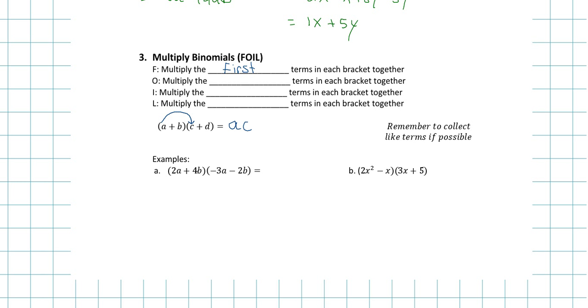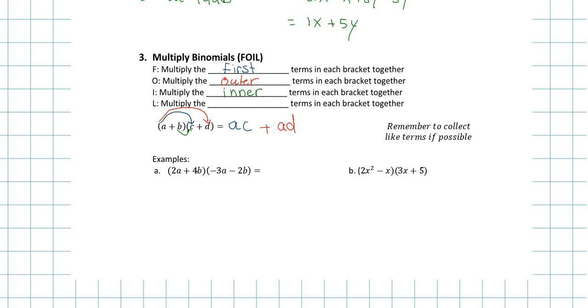Then I stands for inner, and these are your two inner terms. And then last is your last two terms in each bracket. So that's going to be B, D.